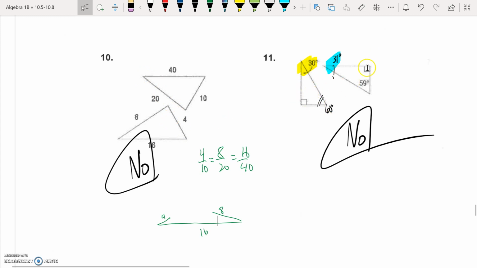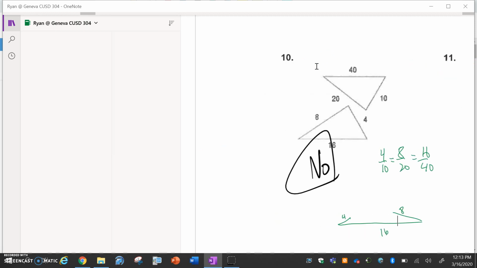The next one, we have 90-degree angles, which are the same, but this 30 degrees would end up being compared with this 31 degrees. They're not the same, so those triangles are not going to be similar either.